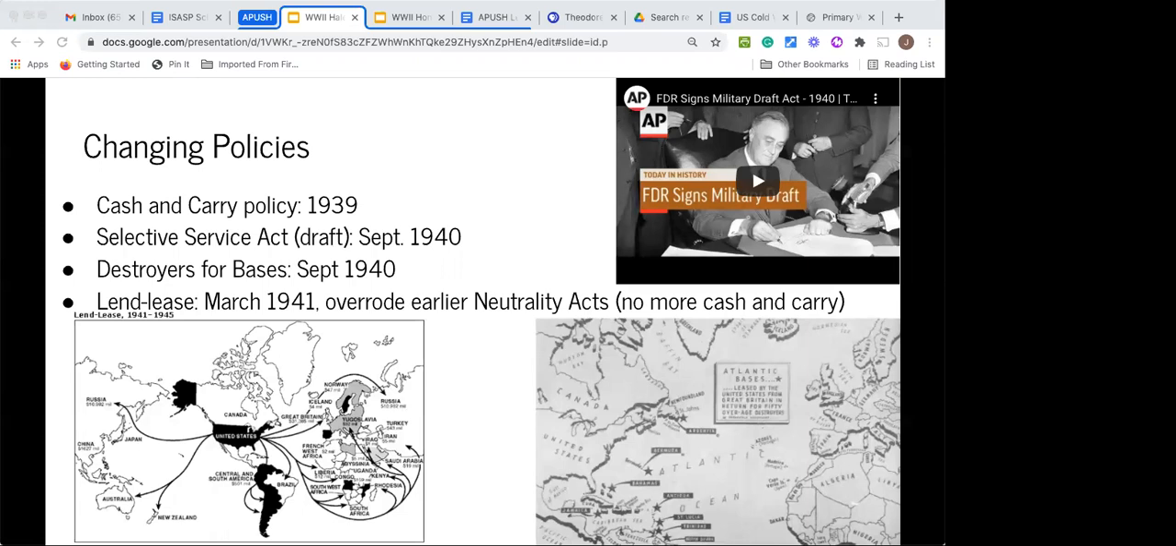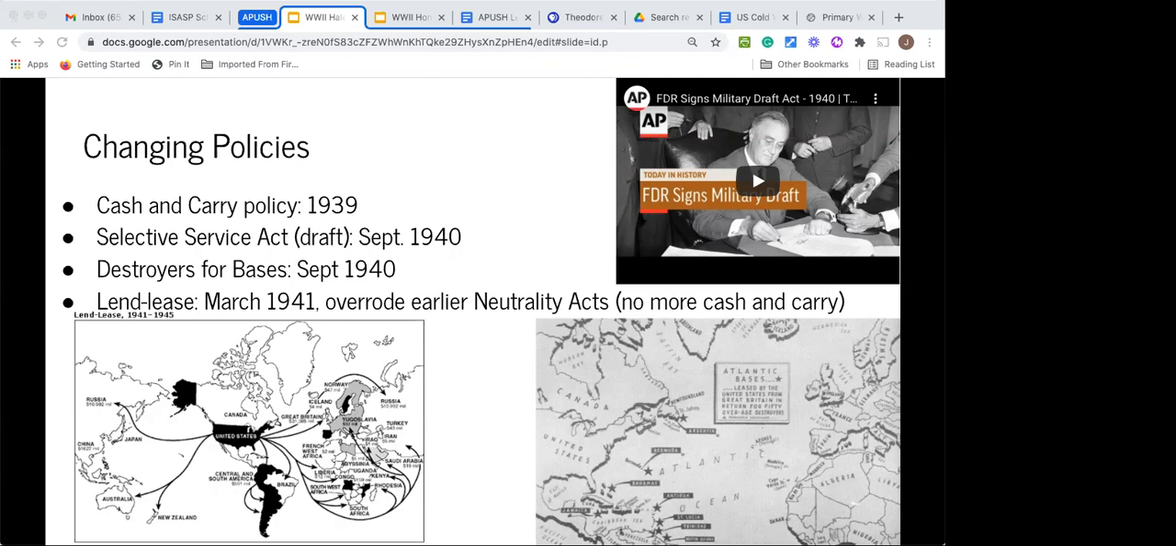So then lastly is the Lend-Lease Act. The Lend-Lease Act overrode any earlier neutrality act, and also overrode the Cash and Carry Act. This is March of 41, so still before we're at war. But this was an act to promote the defense of the United States. And we would give Free France, Great Britain, China, later the Soviet Union, food, oil, and any other war materials that they may have needed. It was mostly for free because they were essentially buying it on credit.